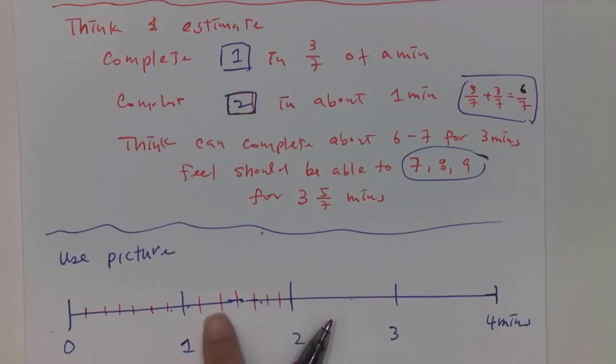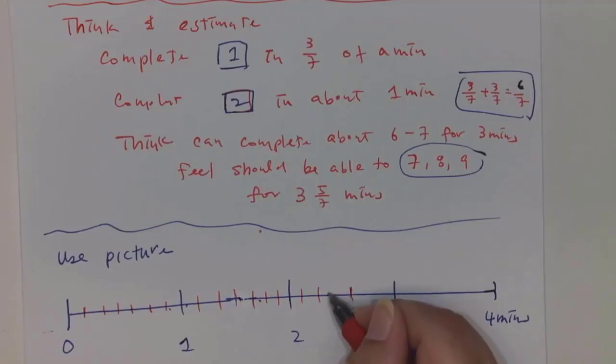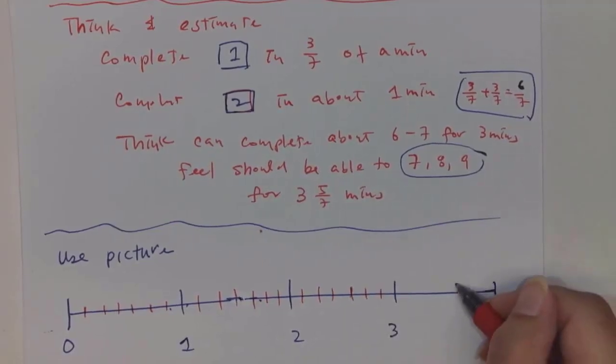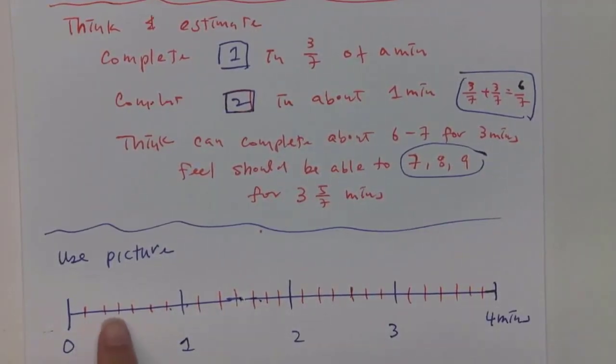Okay, 1, 2, 3, 4, 5, 6, 7. After you cut it, make sure each one has 7. Is that what we have? 7 between each minute. Double check it, because we need that to solve the problem.